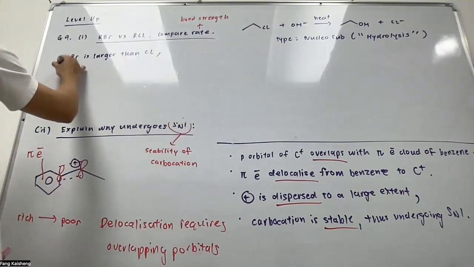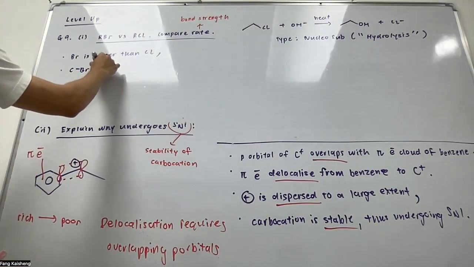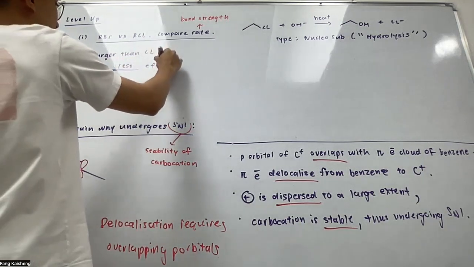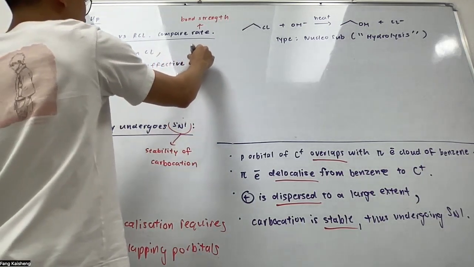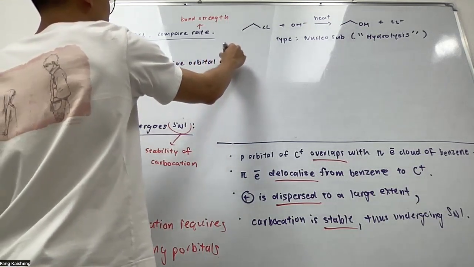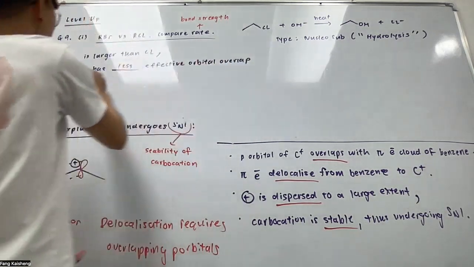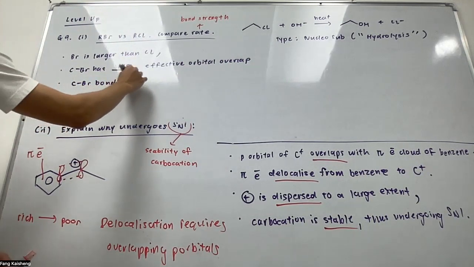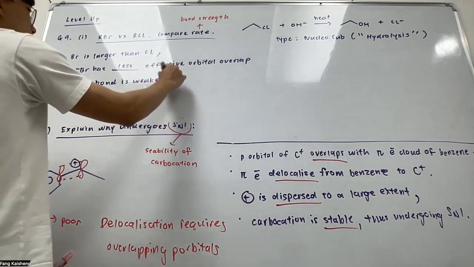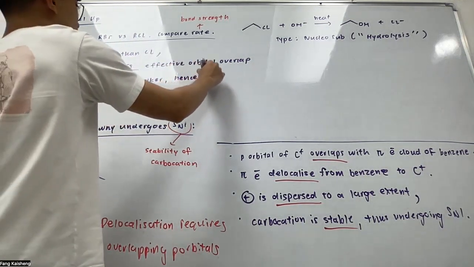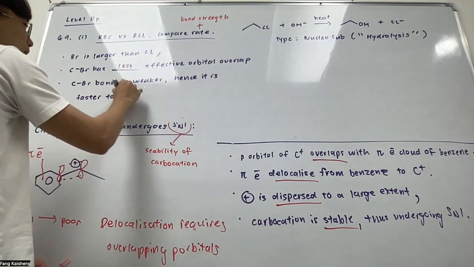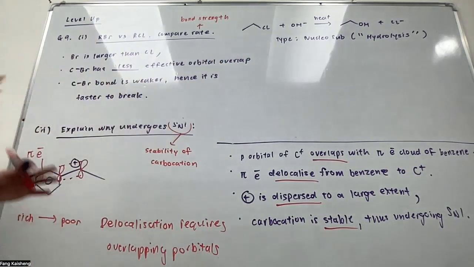So bromine is larger than chlorine. Since it is larger, does C-Br have more effective or less effective orbital overlap? Good, less effective orbital overlap. So the C-Br bond is weaker, hence it's faster to break. Finish. Sometimes, guys, it's good too, but it's 1 mark. You have written more than enough for 1 mark. Let's just move on.